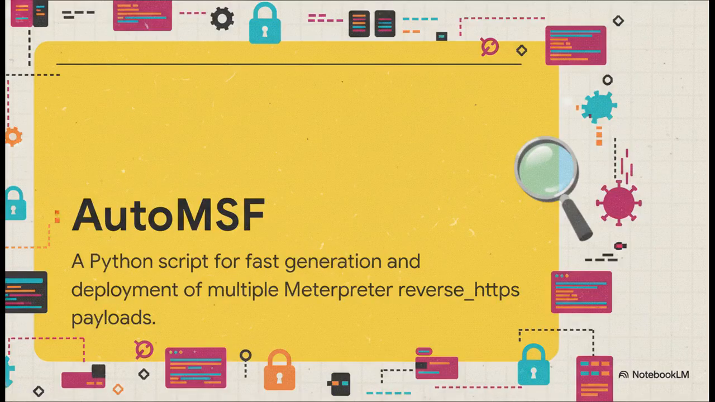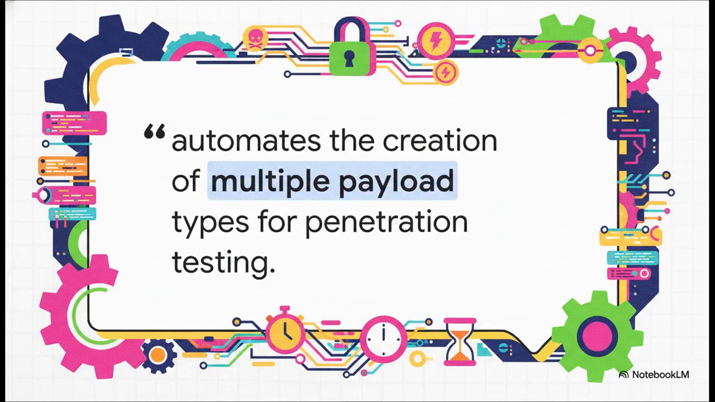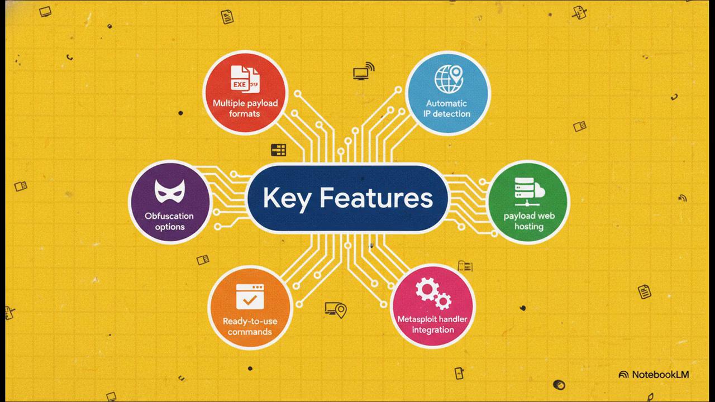So what is it really? Well, simply put, AutoMSF is a Python script that automates the whole shebang of creating and deploying payloads. Specifically, we're talking about Meterpreter HTTPS payloads, which are great because they give you a remote shell over an encrypted connection. It's not just a generator, it's the whole workflow in one neat little package. And don't just take my word for it. The creator himself says it perfectly. It's all about automating that complex workflow, saving you that critical time and energy right when you need it the most.